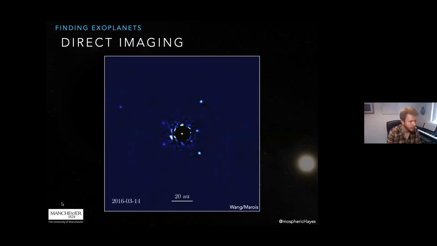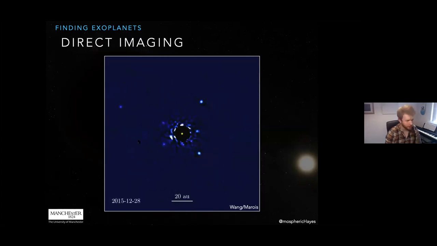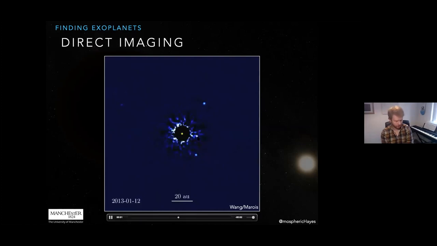And all four of these planets, so you've got one, two, three, and then there's a fourth one out here. All four of these are more massive than Jupiter, and they are big. The closest one in, this has an orbital period of about 40 years. This one out here has about 400 years.